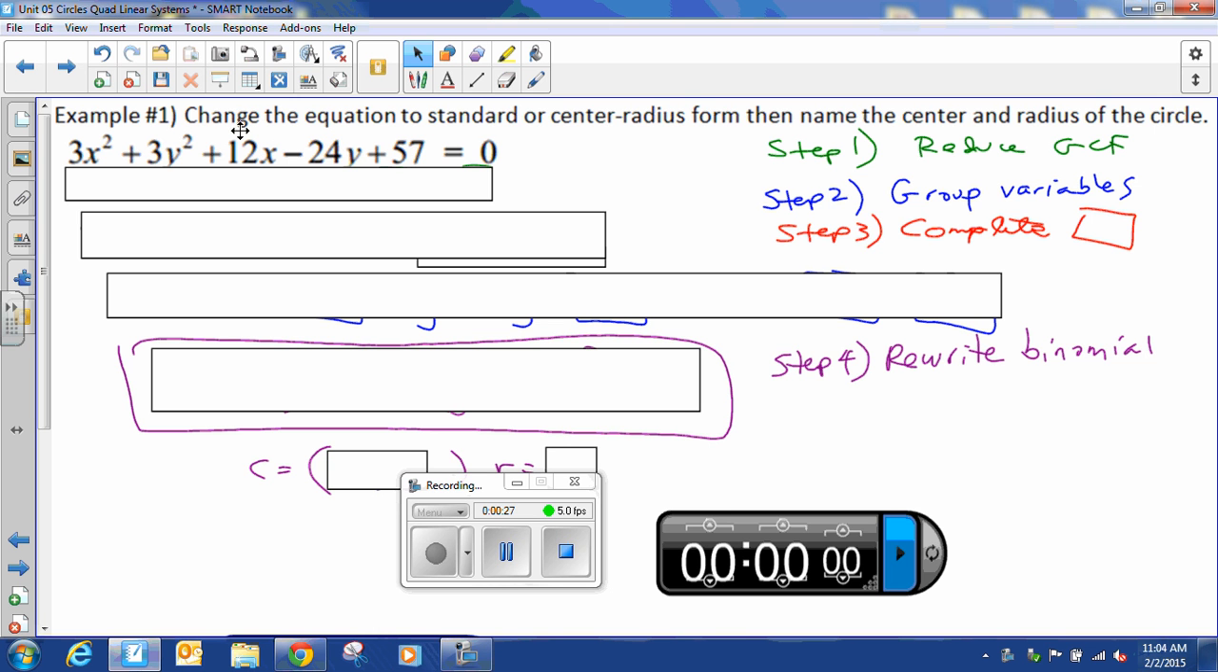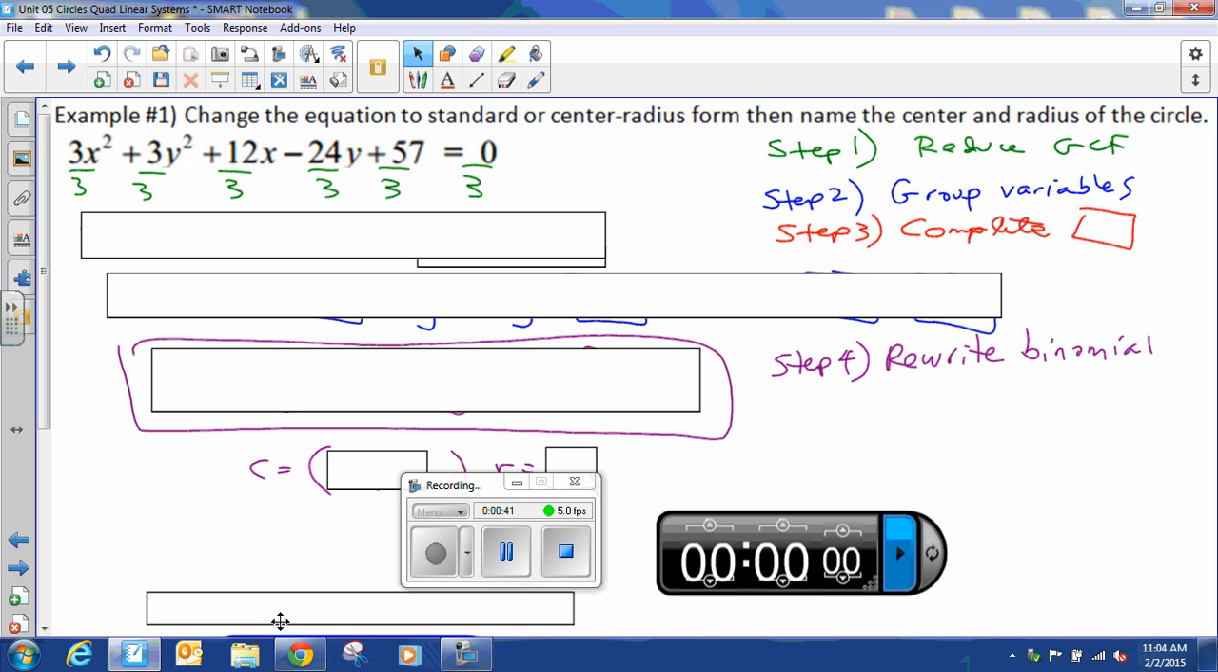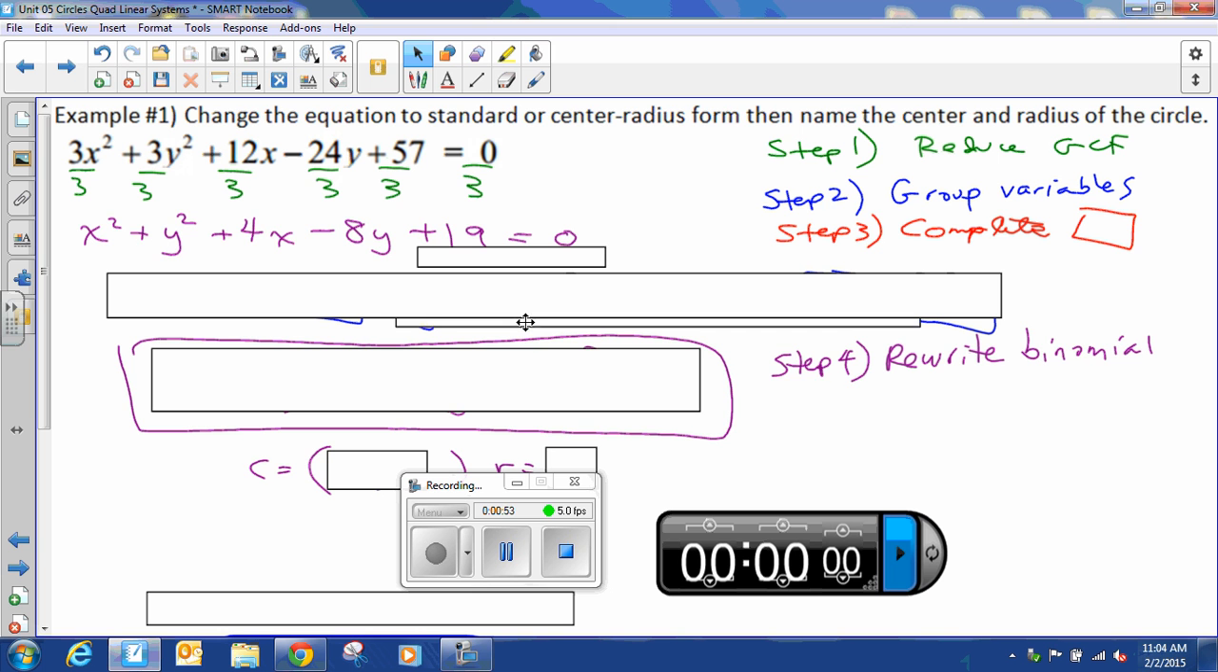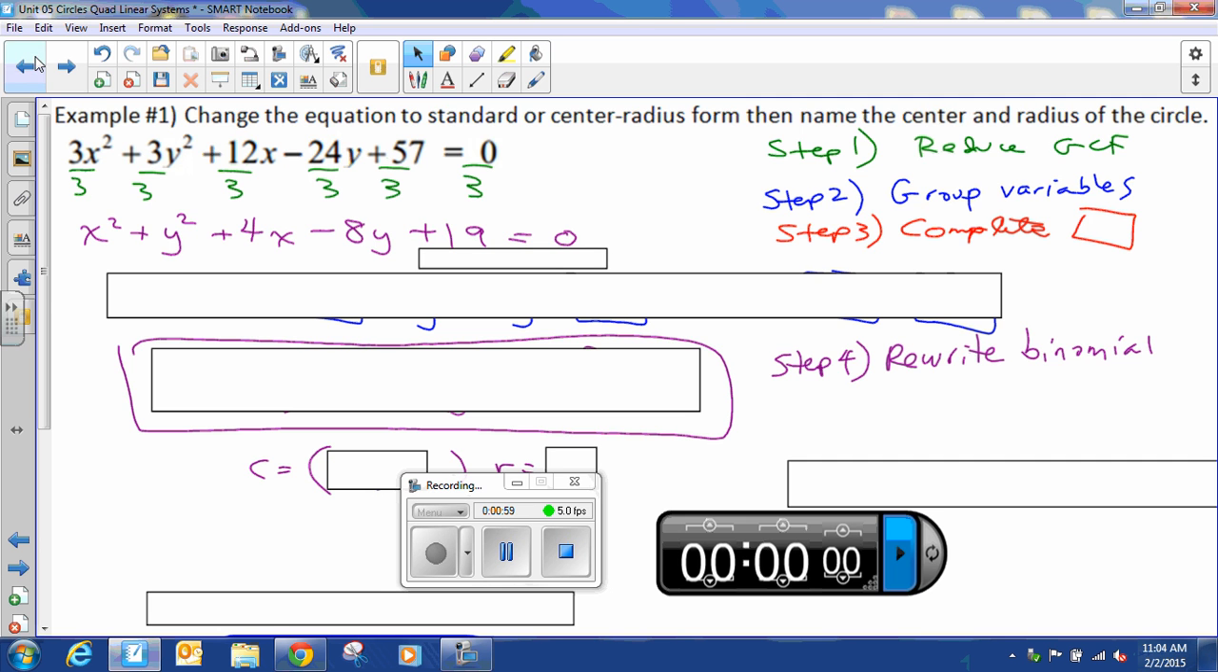So, example one, change the equation to standard or center radius form, then name the center and radius of the circle. So here we have this general form equation of a circle. We're going to reduce everything by the greatest common factor of 3 because we have x squared, y squared, we have 3 coefficients, and everything else is divisible by 3, so it makes sense to divide by 3. The resulting equation is x squared plus y squared plus 4x minus 8y plus 19 equals 0.